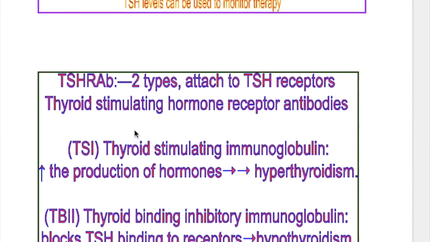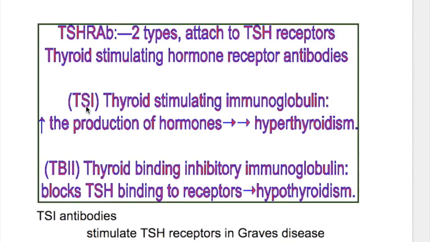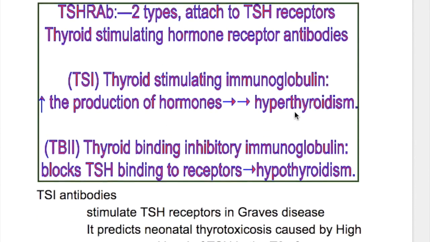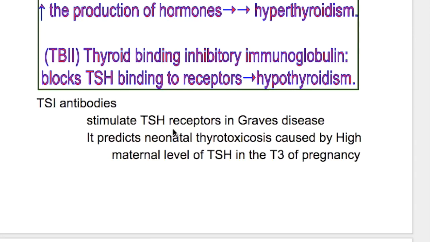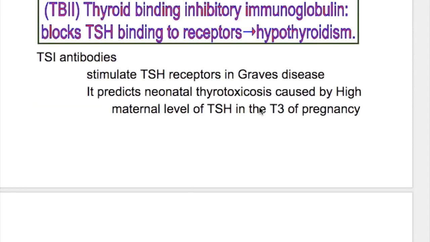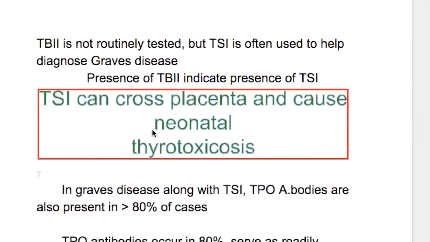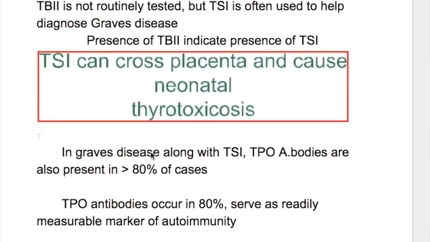How about TSH antibodies? There are two types of TSH antibodies: TSI, thyroid stimulating immunoglobulin, and TBI, thyroid binding inhibitory immunoglobulin. TSI increases the function of the thyroid gland and the production of thyroid hormone, causing hyperthyroidism. So TSI is increased in Graves' disease, whereas TBI is increased in hypothyroidism. TSI stimulates the TSH receptors in Graves' disease. It predicts neonatal thyrotoxicosis caused by high maternal levels of TSI in the 3rd trimester of pregnancy. TSI can cross the placenta and cause neonatal thyrotoxicosis. Along with TSI in Graves' disease, other antibodies that are increased are thyroid peroxidase antibodies.